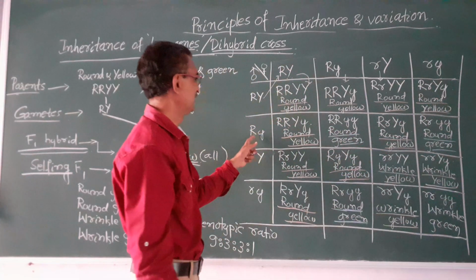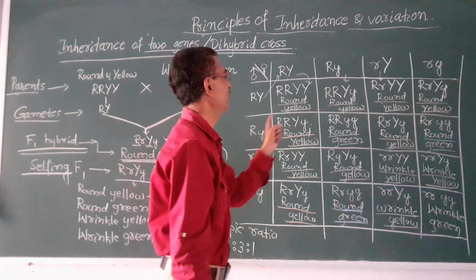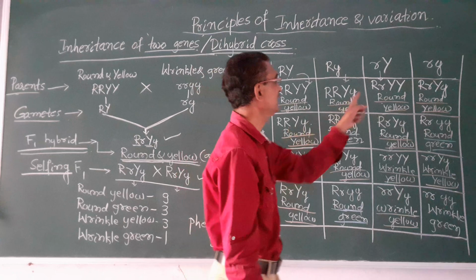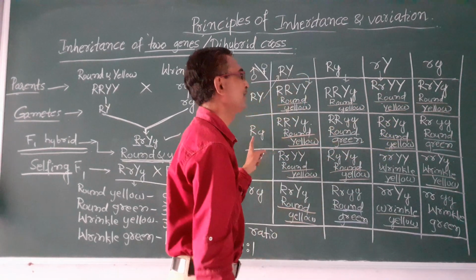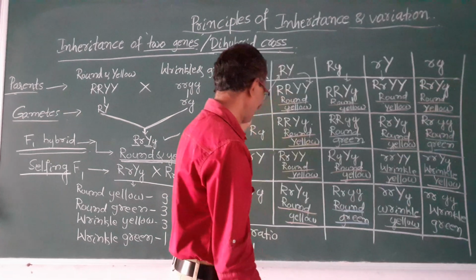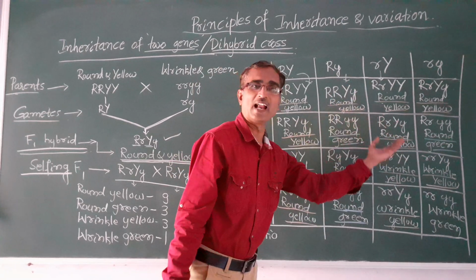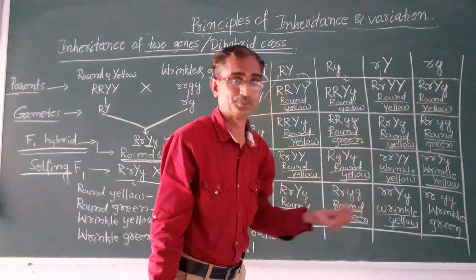Okay, like this. Next, this gamete fuses with this and it produces this plant. This gamete fuses with this gamete, it will produce this plant. This gamete fuses with this plant and it will produce this plant. And this gamete will fuse with this gamete and produce this plant. Like this, all these gametes fuse with these gametes and produce these plants, which are F2 generations.